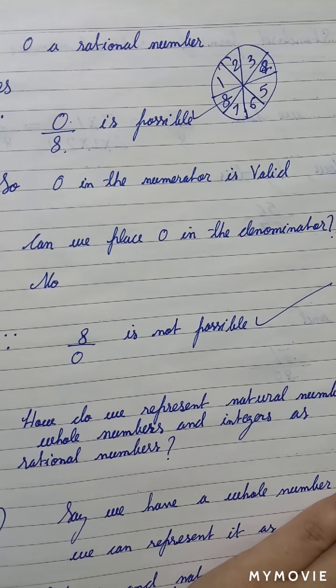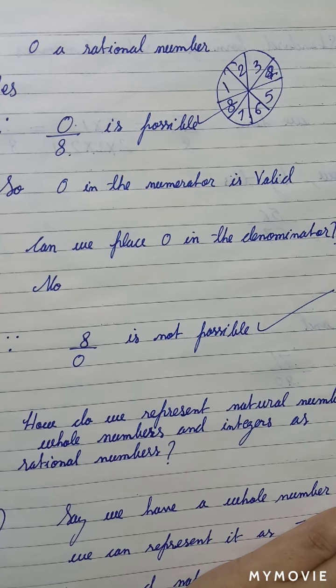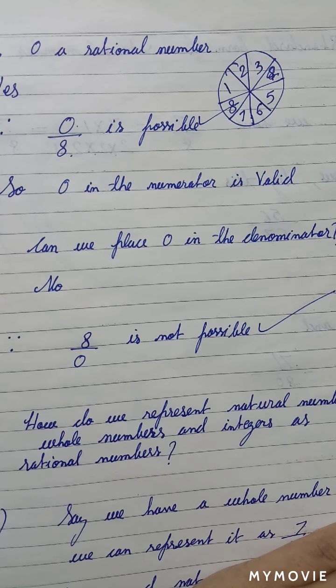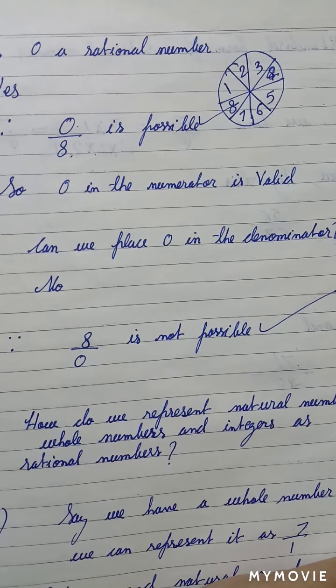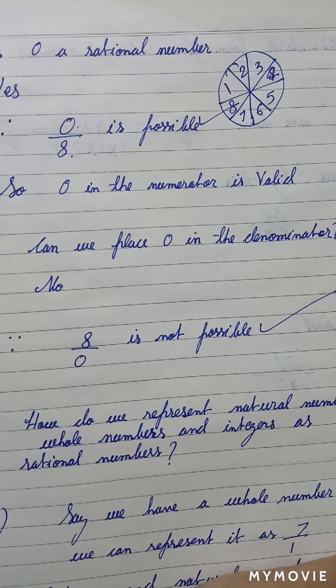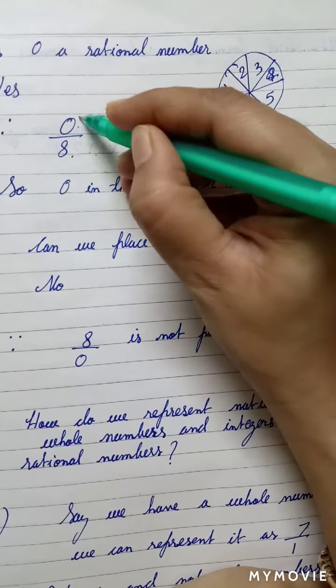Here is a basic question that might come to your mind. Is it possible to write 0 as a rational number? Well, yes, it is possible. Let's take the example of pizza. There's a pizza. I divided it into 8 equal parts. And I asked you to take 0 part out of it. It means I asked you to take nothing, but 0 can be represented in the form of P by Q because 0 is an integer. So we can place 0 in the numerator. So 0 by 8 is possible.